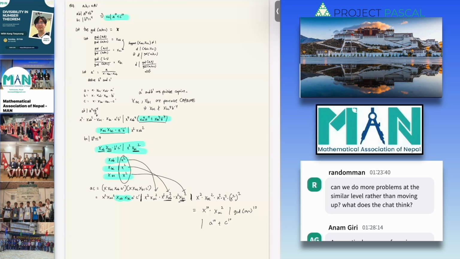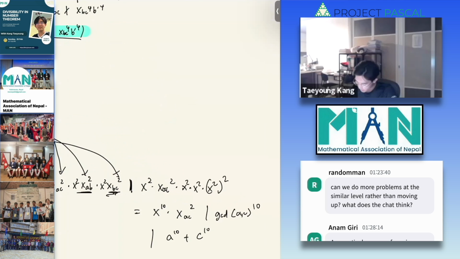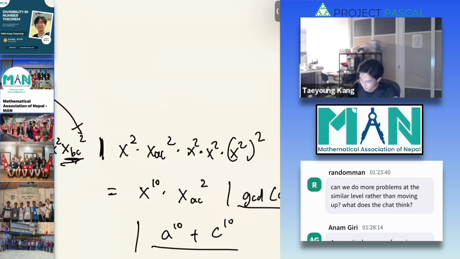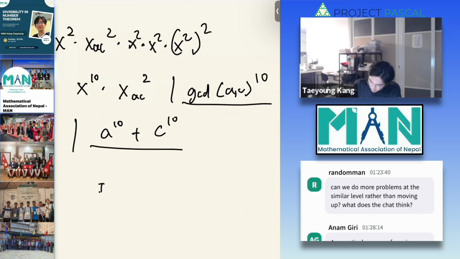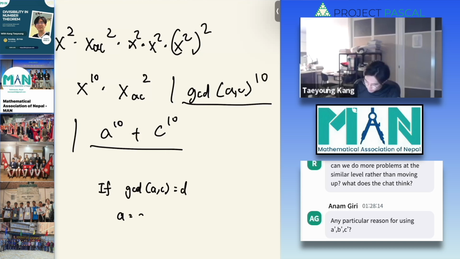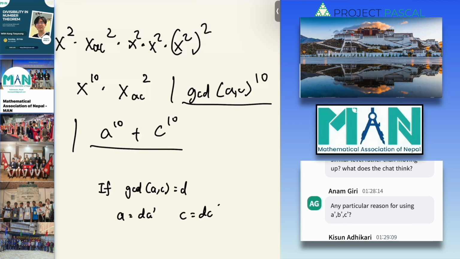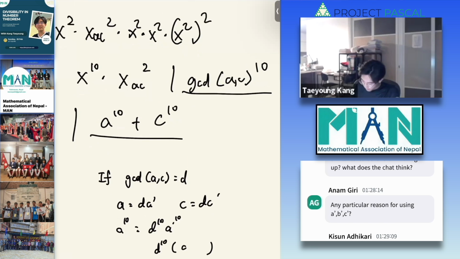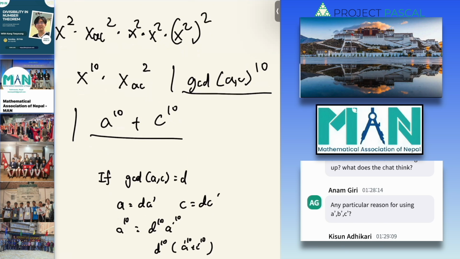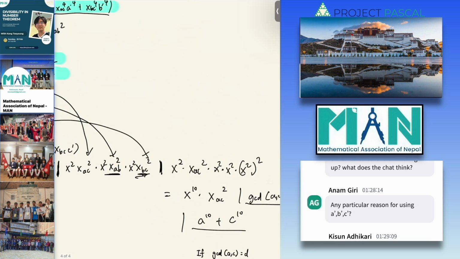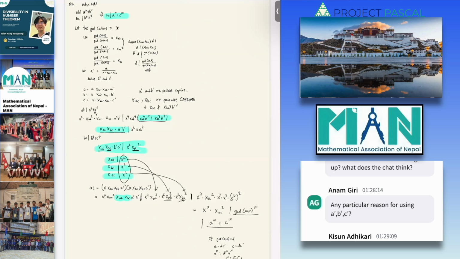So I wasn't looking at the solution, but can you guide me, why does this GCD of A, C to the power of 10 divide A to the power of 10 plus C to the power of 10? Because if GCD(A, C) equals D, then A equals D A' and C equals D C', right? Then D to the power of 10 divides both, so you have a factor of D to the power of 10. Oh yeah, obviously. Okay, I got it.